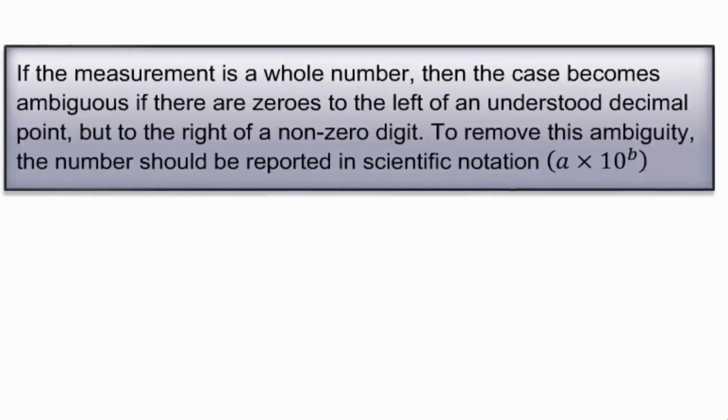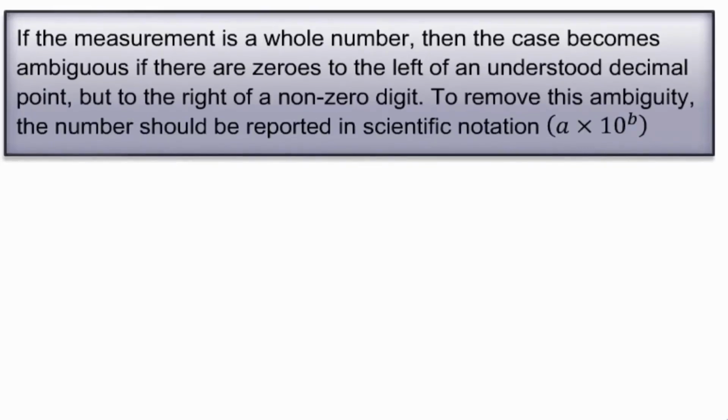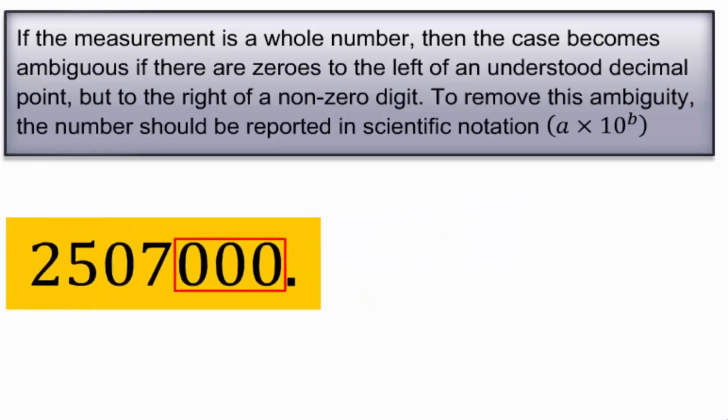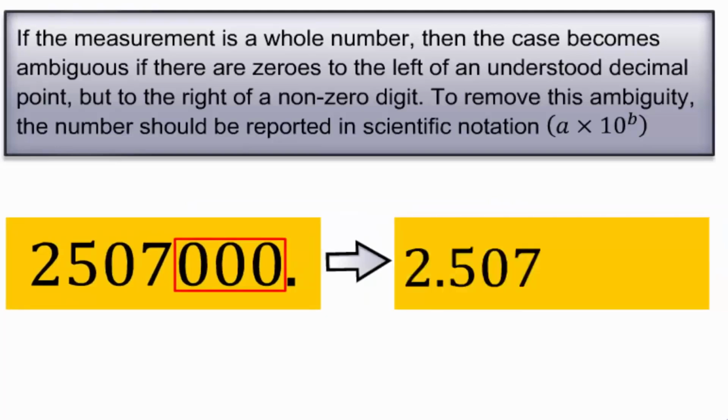For example, let's take a number 2507000. This is a whole number. According to rule number 1, there are 7 significant digits in this number. However, in this number, there is an understood decimal point, which is usually not written. The rightmost non-zero digit in the number is 7. There are 3 zeros between the 7 and the understood decimal point. We can report this in scientific notation as 2.507 into 10 raised to power 6. Now, the number of significant figures in this number is 4, since 2.507 is greater than 1.